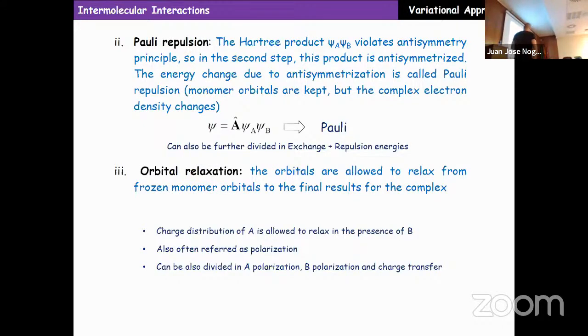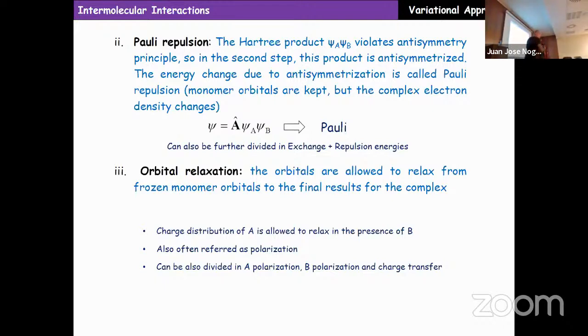How do we calculate the Pauli repulsion in the variational approach? If we have an overlap between the electron densities of fragment A and fragment B, you know that the Hartree product violates the antisymmetry principle. If we don't have overlap, we don't have exchange between electrons of A and B, and the Hartree product is exact. The function can be represented exactly in this way.